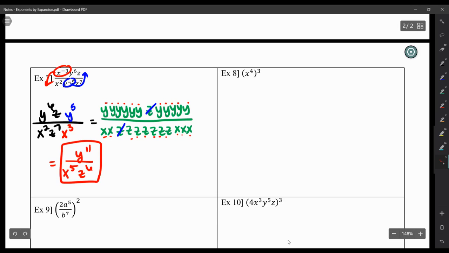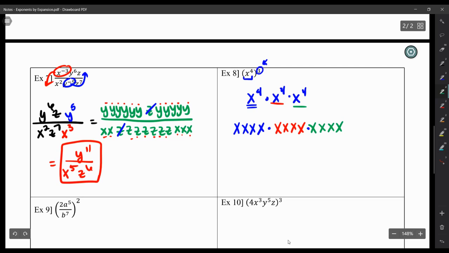So example 8 is a little different than the others because it has an exponent raised to another exponent. Well, this outside exponent here is telling you how many times x to the fourth is being multiplied by itself. So this 3 out here is telling me that I have x to the fourth times x to the fourth times x to the fourth. Now, I can keep breaking this down. I can say that this first x to the fourth is 1, 2, 3, 4 x's all multiplied together, times the second x to the fourth is another 4 x's all multiplied together, times the third x to the fourth is another 4 x's all multiplied together.